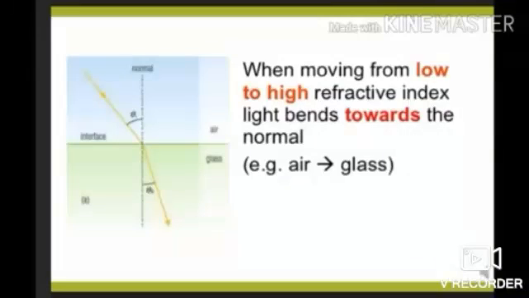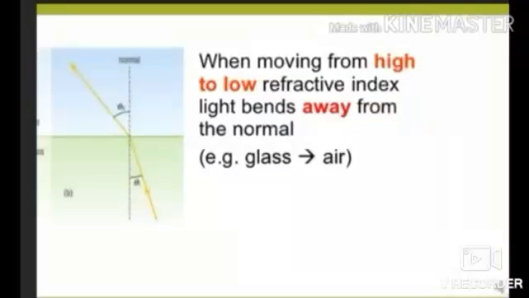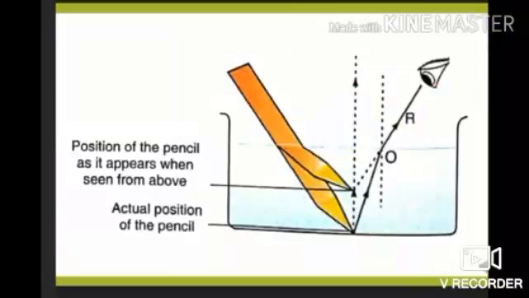You can see in the picture, when moving from low to high refractive index, light bends toward the normal. You can take the example from air to glass. And when moving from higher to low refractive index, light bends away from the normal, from glass to air. Now understand the rule of refraction by this activity.